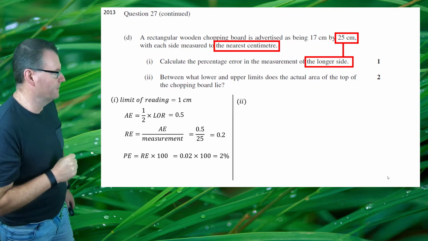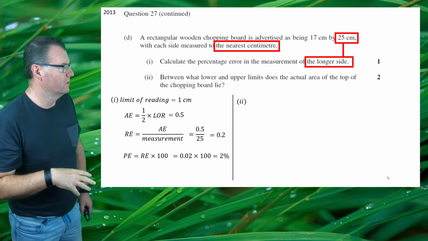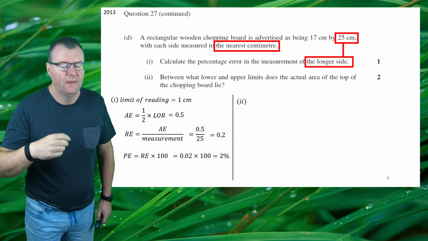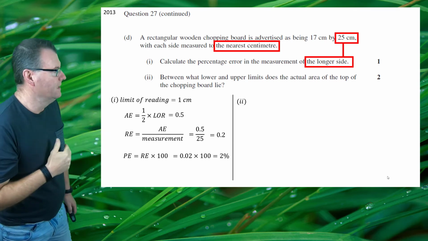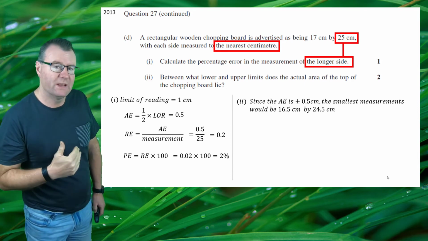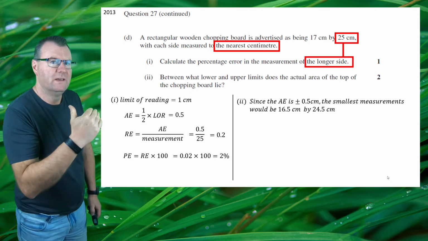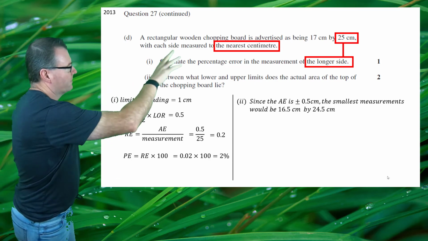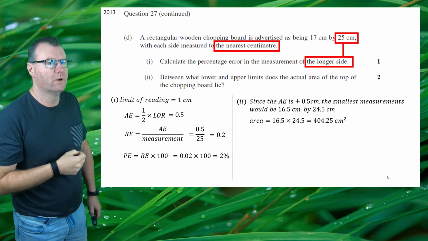Now, part 2. Here's something that we haven't seen in the previous questions. It asks for the upper and lower limits of the area of the chopping board. Okay, the area. So that's multiplying the two together. Now, remember from previous work that to get an upper and lower limit, you add or subtract the absolute error. So in this case, let's take the smallest possible measurements that chopping board could be. The absolute error in this case was half a centimeter. So I take half a centimeter off both my measurements because that's the smallest. The length could be 16.5 by 24.5. So I've taken half a centimeter off the original measurements we were given. If I multiply them together, I get an area of 404.25.